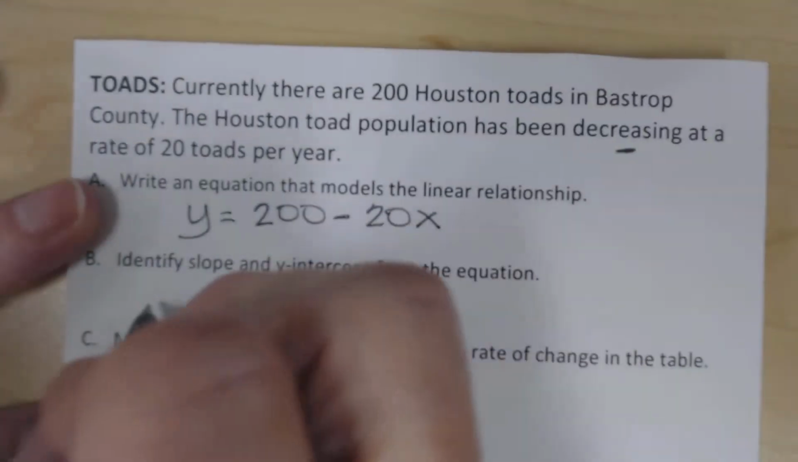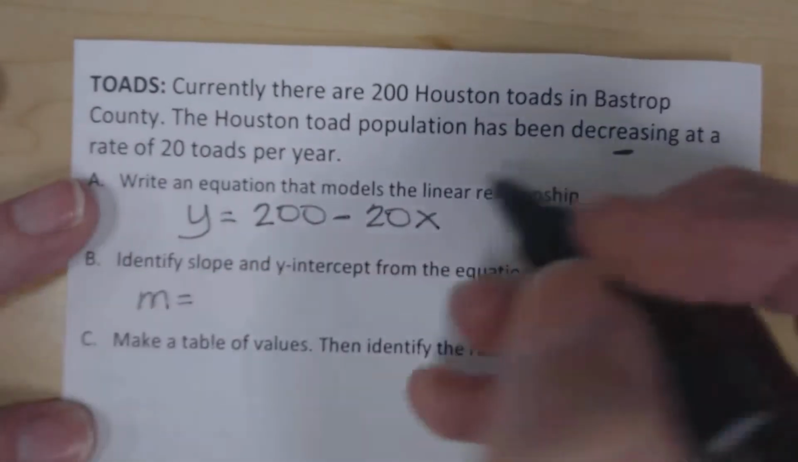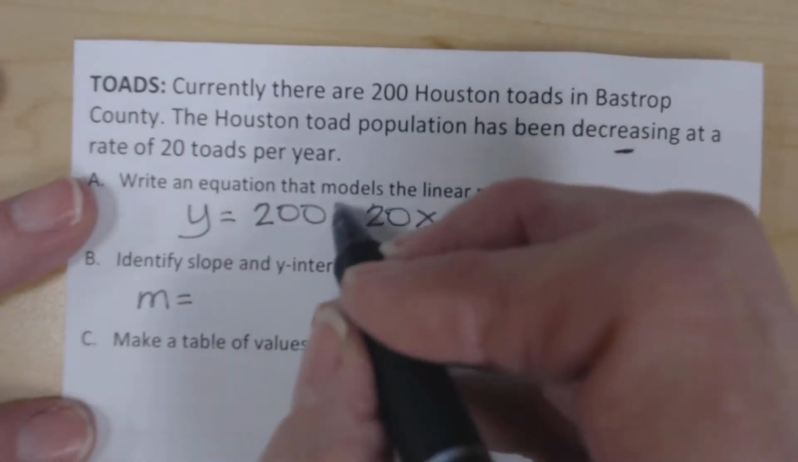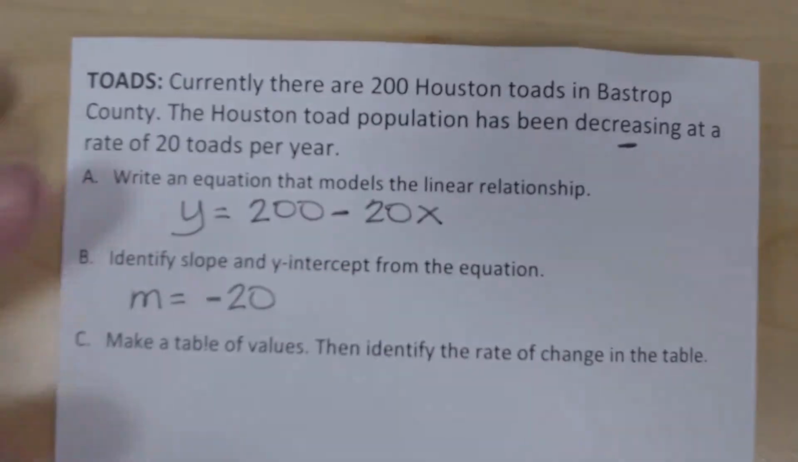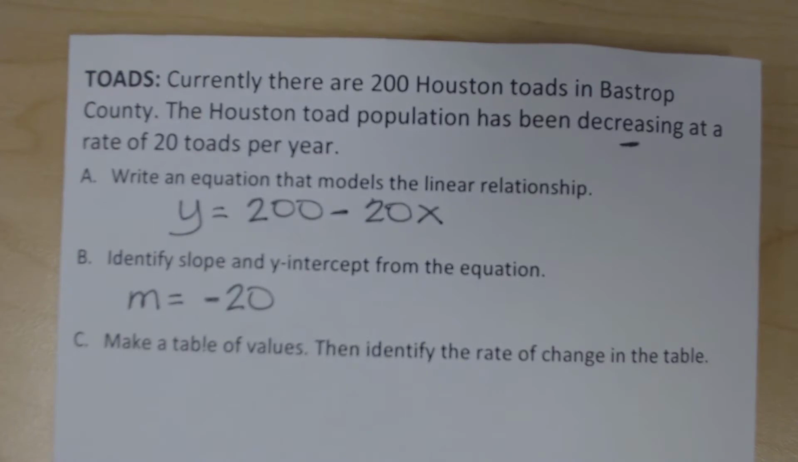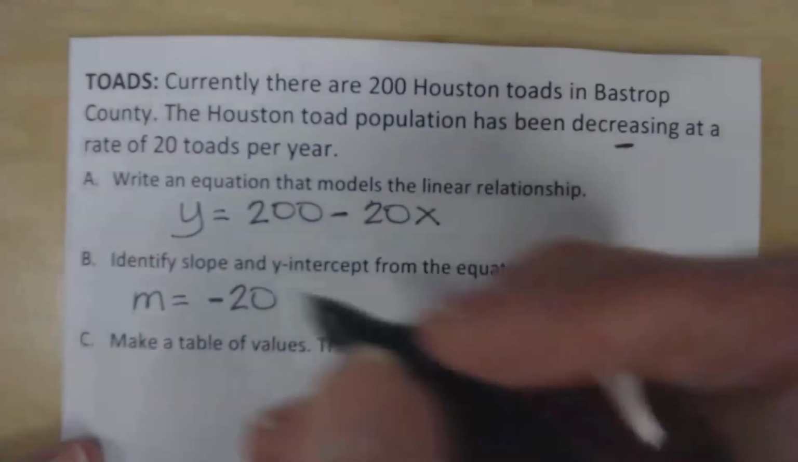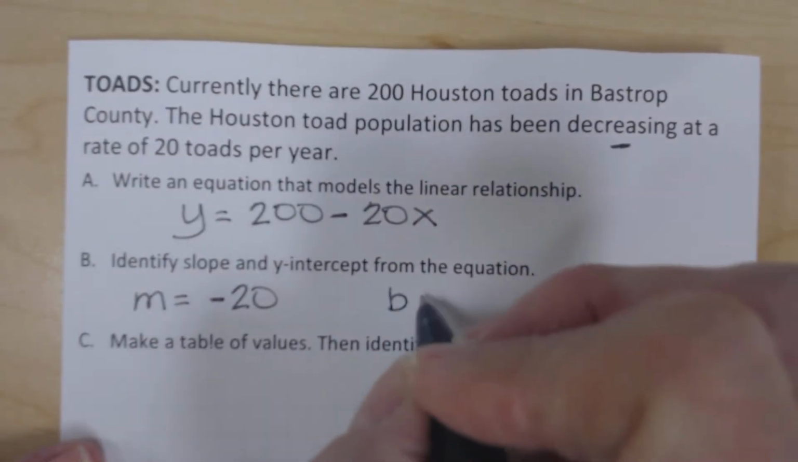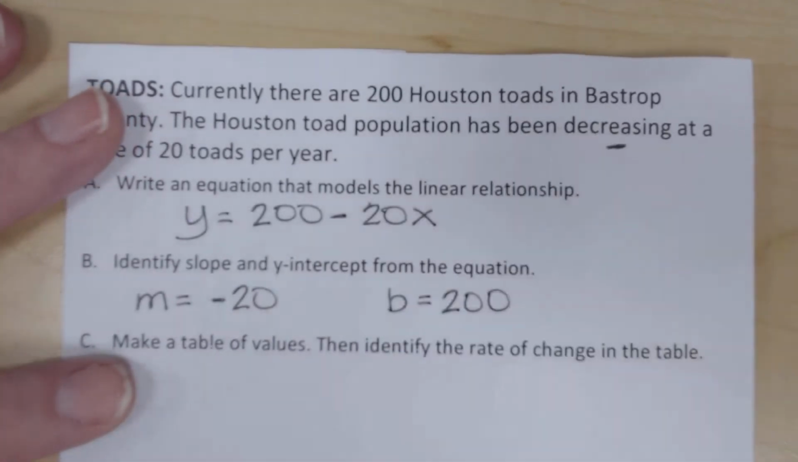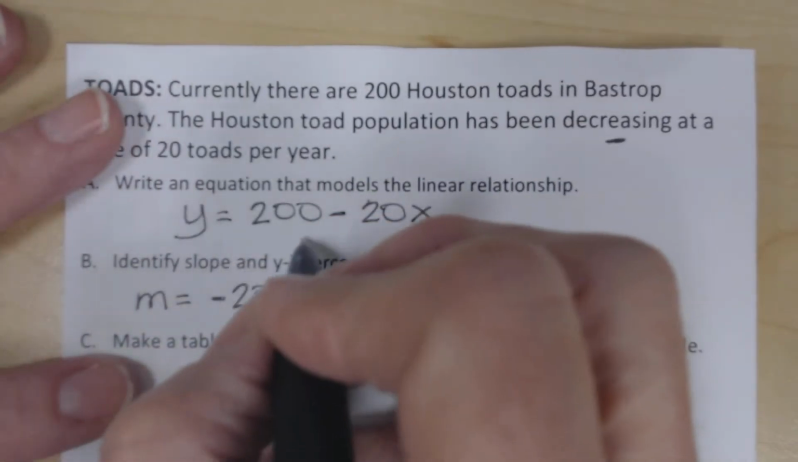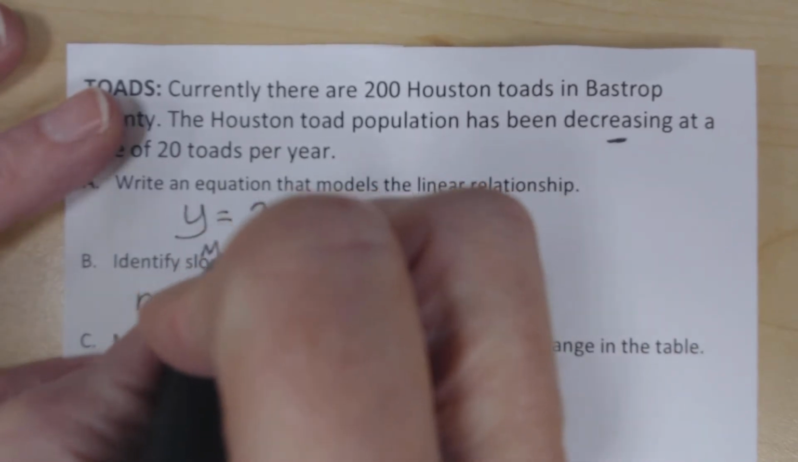To identify the slope, we look at the number or the coefficient of the x term. In this case, that is negative 20 because this is a decreasing function. And then we are also going to find the y-intercept, which is our initial amount, which was 200. So this is our y-intercept, this is our slope.